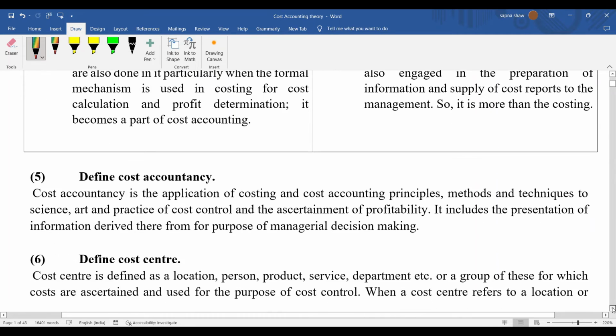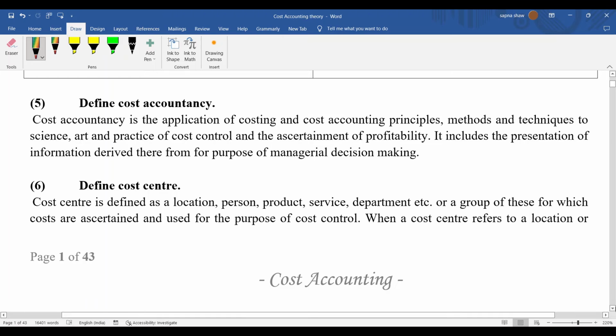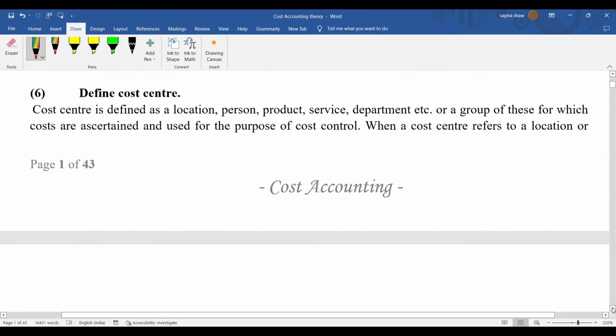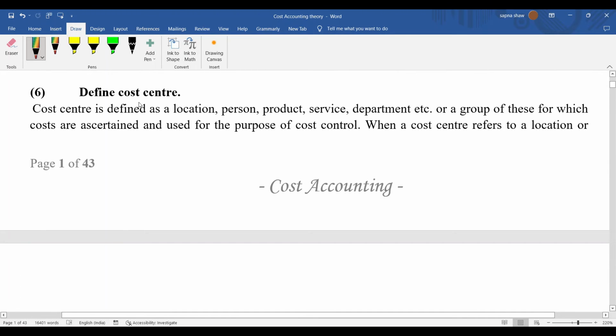Next, the definition is given of what cost accounting is. It is the same. Next is cost center. Okay, so what is cost center? First of all, tell me, have you all understood the difference between costing and cost accounting? Okay. The next thing we will discuss is cost center.